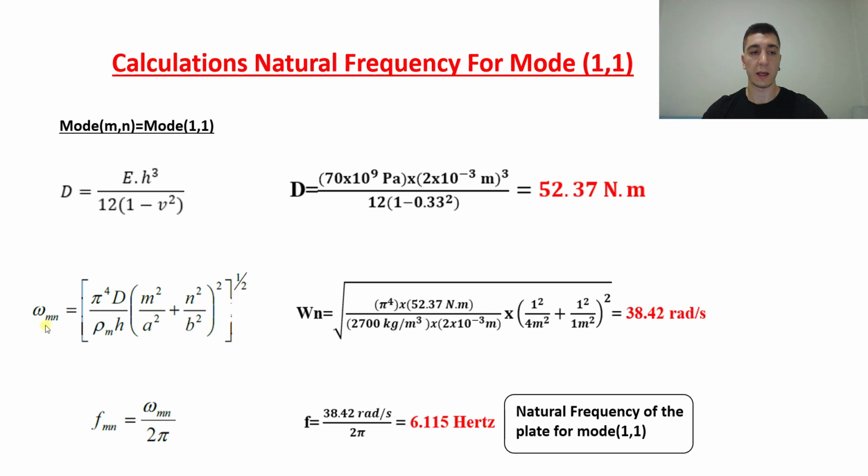So we will take this D value into this formulation, and we will calculate the natural frequency in radians per second. So there's pi. Also we take the D value from here. Rho is here, 2700 kilogram per meter cubed, and also thickness is 2 millimeter, and this first mode will be 1 m value and the second one is 1. The length of a was 2 meter, that will be 2 meters squared, and b will be 1 meter squared, and so we can find that 38.42 radians per second. So we are converting this into hertz, and we will find the natural frequency of the plate as 6.115 hertz for the mode 1 and 1.